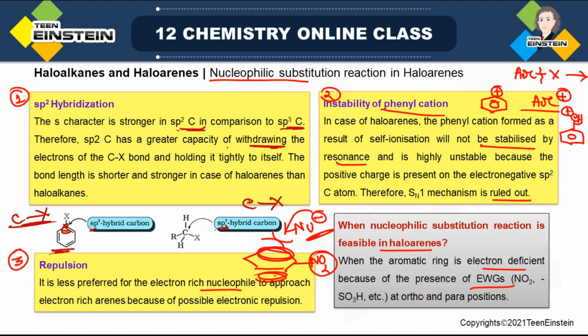But remember, it must be present at the ortho and para position. Suppose the nucleophile is entering at some particular position. Compared to this position, the position of these electron withdrawing groups, whether it is NO2, SO3H or some other electron withdrawing group, must be either the 1,2 position or the 1,4 position. Then only is a nucleophilic substitution reaction possible. Fine.